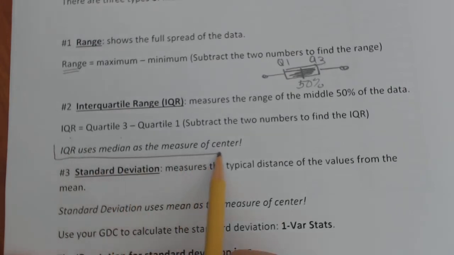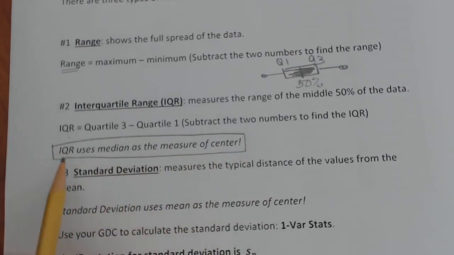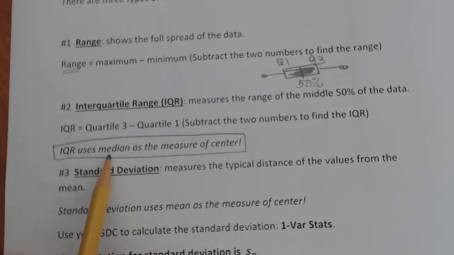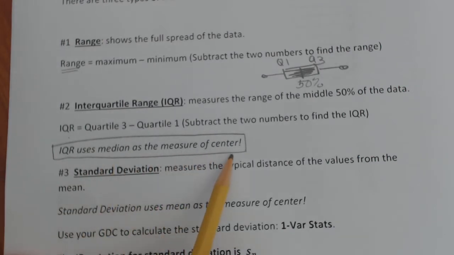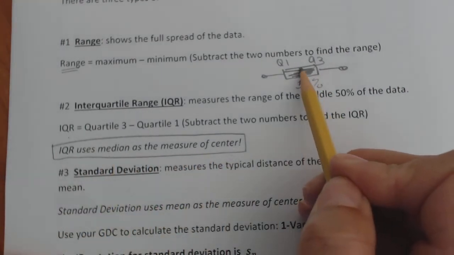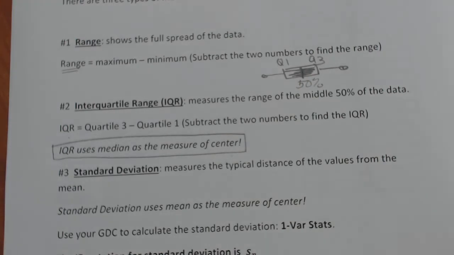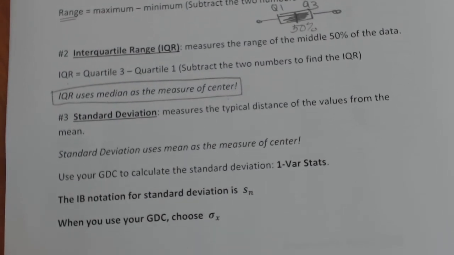Here's the big thing that we're going to be actually using with our example. The IQR uses median as the measure of center, because going back to the box plot, this is the median. It also has to do with the skewness of data. If data is right skewed or left skewed, we tend to use a box plot rather than any other types of visual representation.